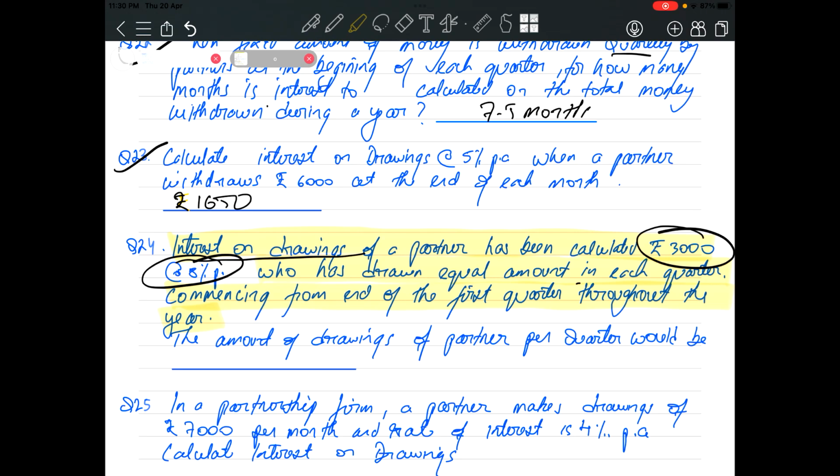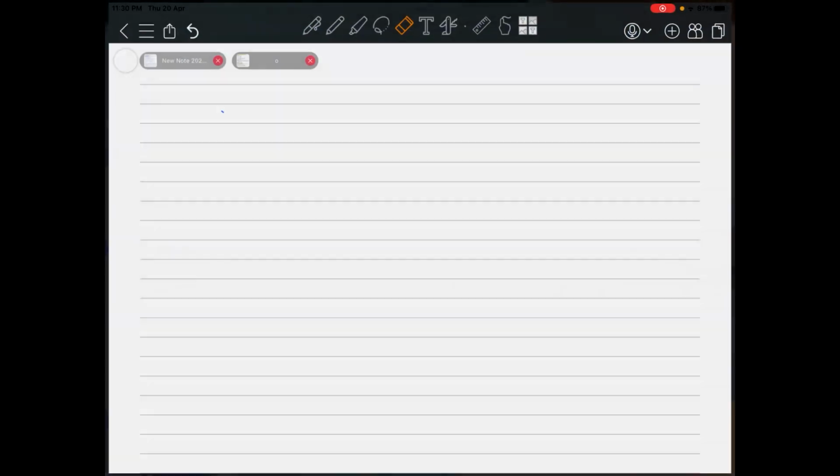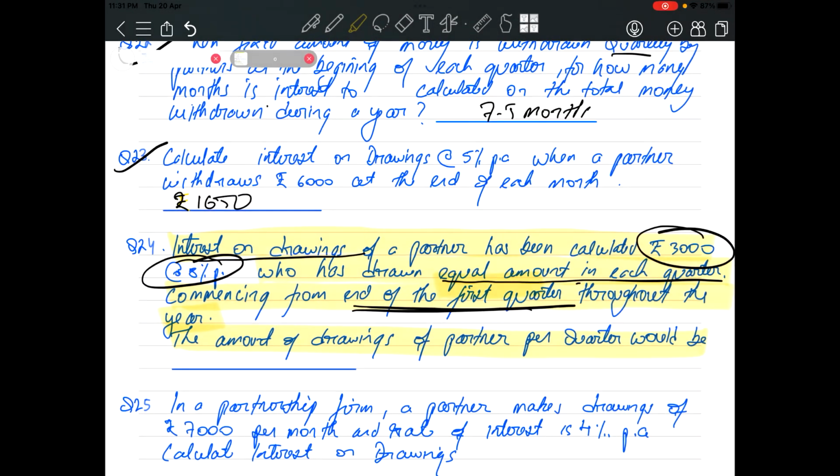So he has withdrawn the amount, but the withdrawn amount is not given. So let X be the withdrawn amount, and he has withdrawn an equal amount in each quarter, commencing from the end of first quarter, throughout the year. Now what we have to calculate? We have to calculate the amount of drawings of the partner per quarter.